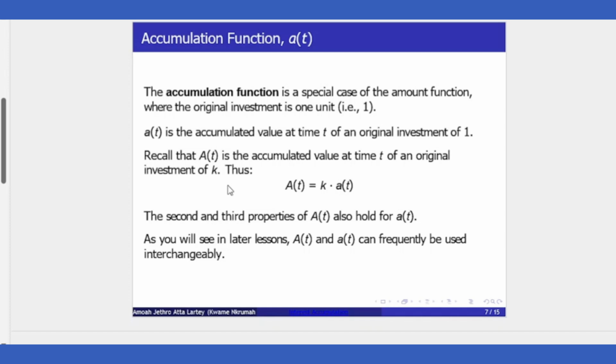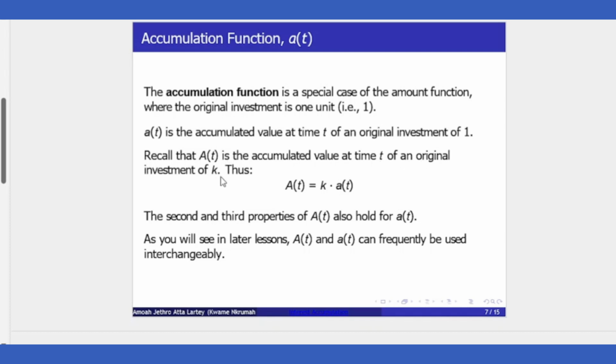Sorry, I didn't tell you, the accumulation function we usually represent with small a of t. That's the actuarial notation for the accumulation function, small a of t. So pay attention to that, right? Okay, so the accumulation function a of t is the accumulated value at time t of an original investment of 1, right? So you record that a of t is the accumulated value at time t of an original investment of 1.